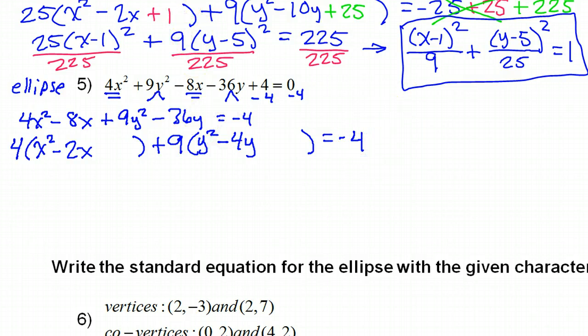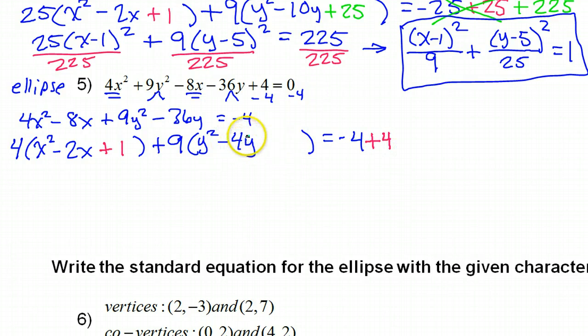Okay, time to complete the square. Half of 2 is 1. 1 squared is 1. Am I going to add a 1 over here? Oh no. This is not really 1. This is really 4 times 1. This is really a 4. So I'm going to add a 4 over here.